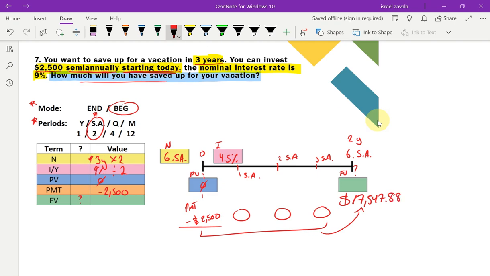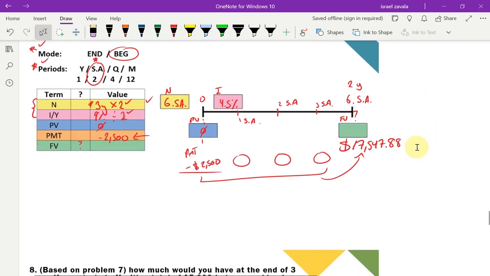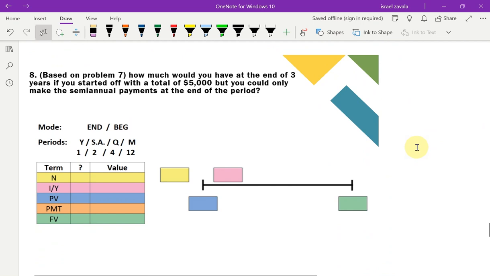Okay, so pretty straightforward. What's important is that you start from top to bottom here, and then you figure out what periods we're in. Now, one thing to notice is that these payments were already given to you in semi-annual terms. So you needed to make sure that these other 2 terms were also in semi-annual, okay? And we did that by multiplying and dividing by 2. Okay, let's move on to the last problem, which is based on problem 7.